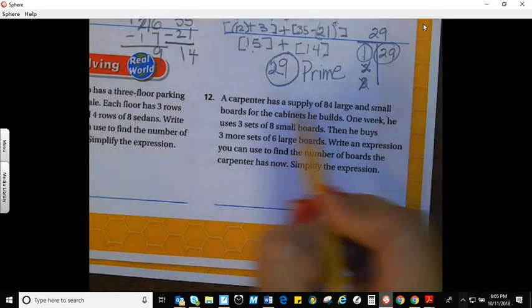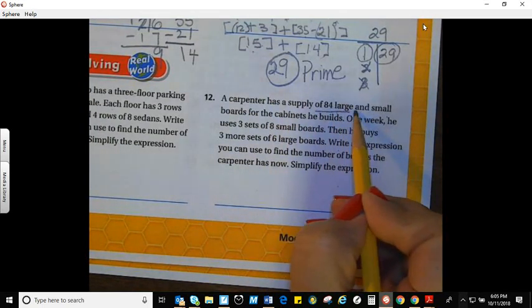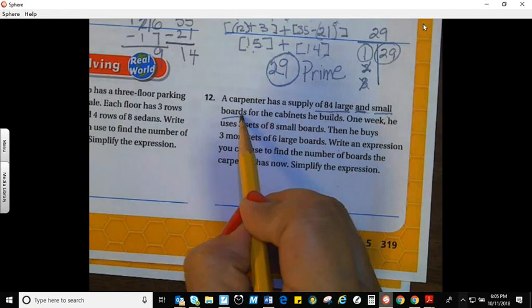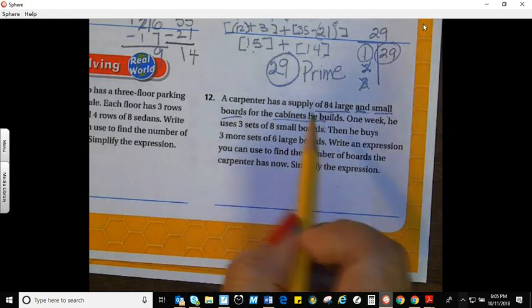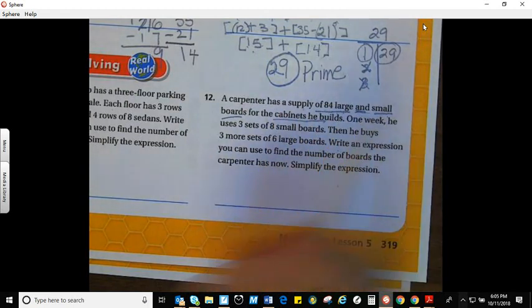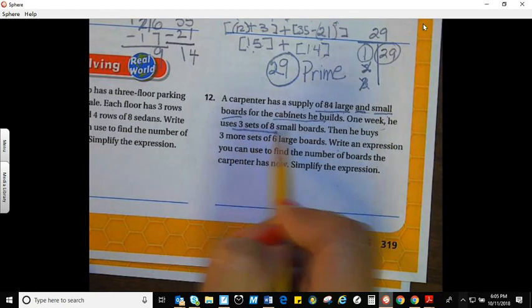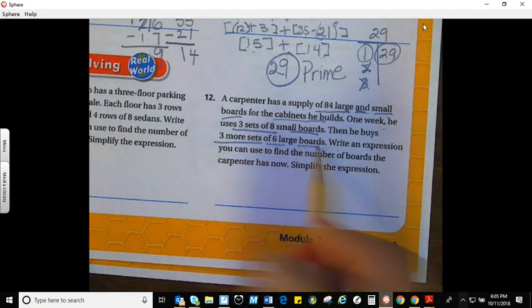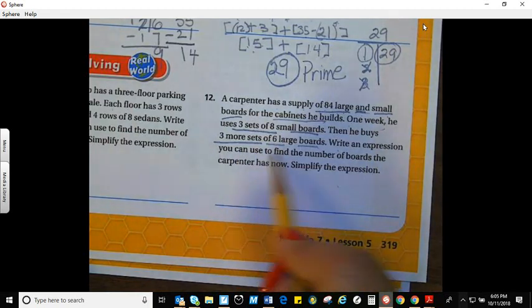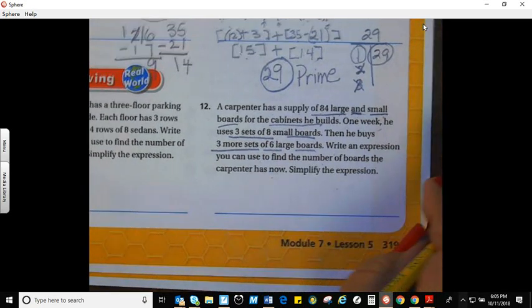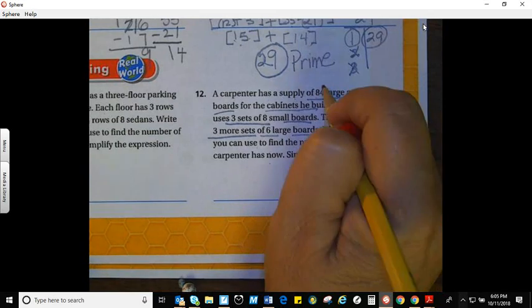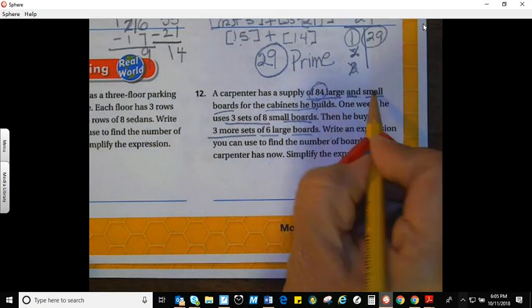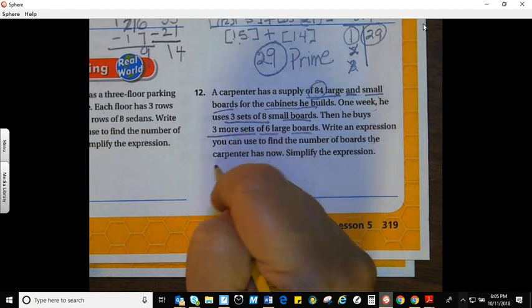A carpenter has a supply of 84 large and small boards for the cabinets he builds. So he has a supply of 84 large and small boards. One week, he uses 3 sets of 8 small boards. Then he buys 3 more sets of 6 large boards. Write an expression you can use to find the number of boards the carpenter has now. And then we're going to simplify. So how many total boards does he have? Well, we saw that he had 84 large and small boards. So he's going to start off with 84.